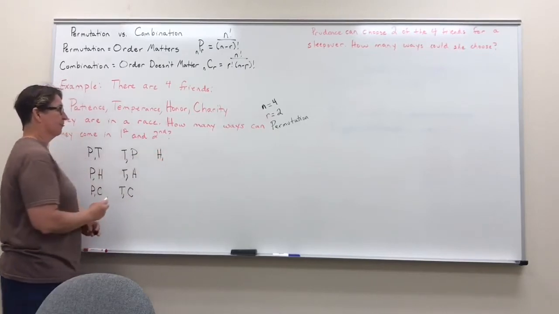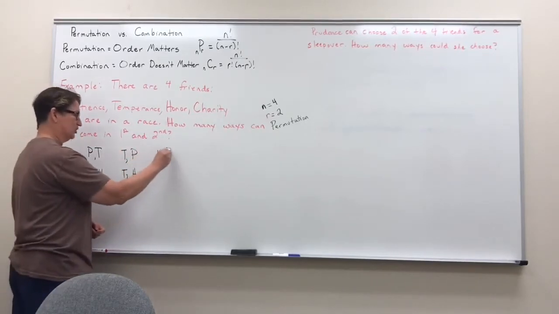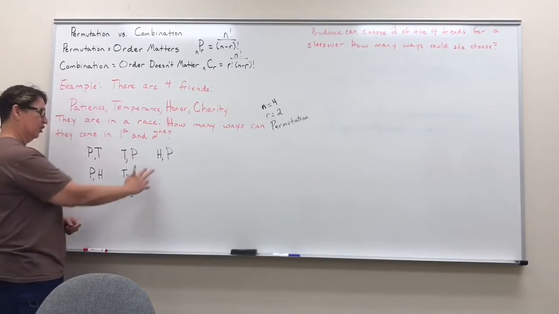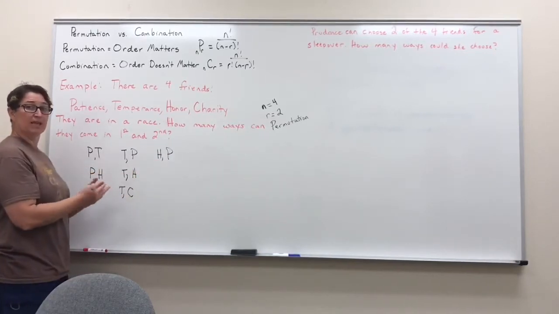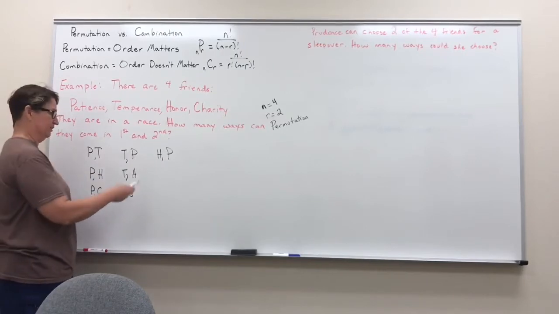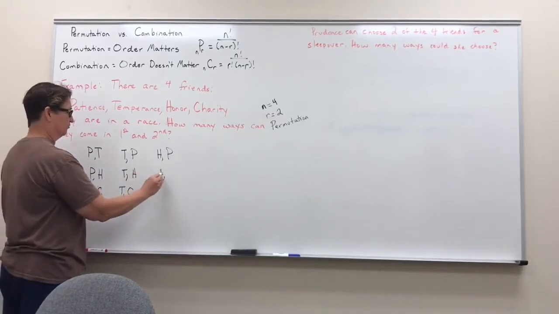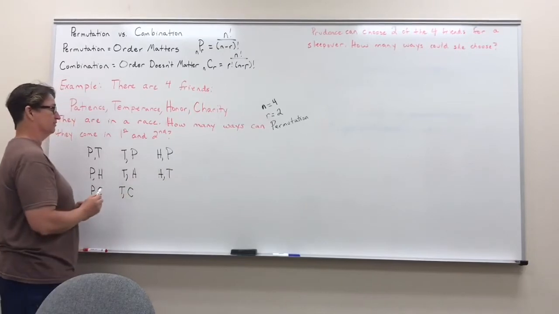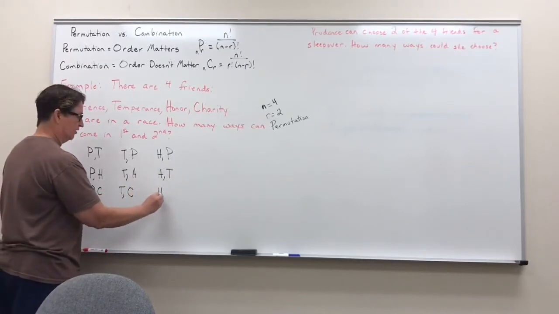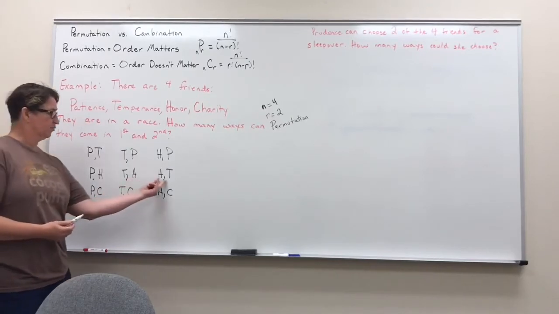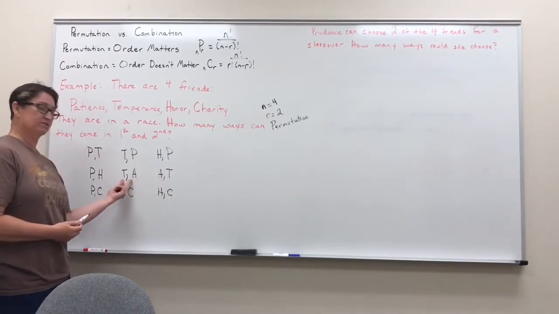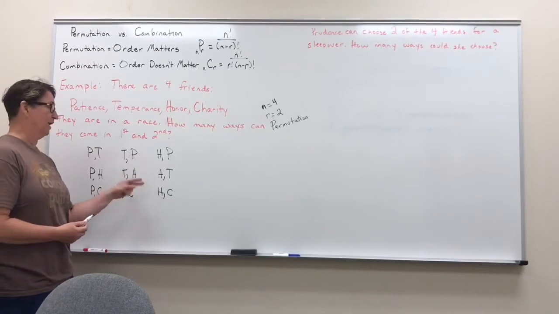Let's do honor. Honor could come in first and patience could come in second. Again, notice that that is different than this because their places are different. The order matters there. Honor could come in first and temperance could come in second. Or honor could come in first and charity could come in second. Again, this one is different than that one, even though it's the same people, because the order here matters.